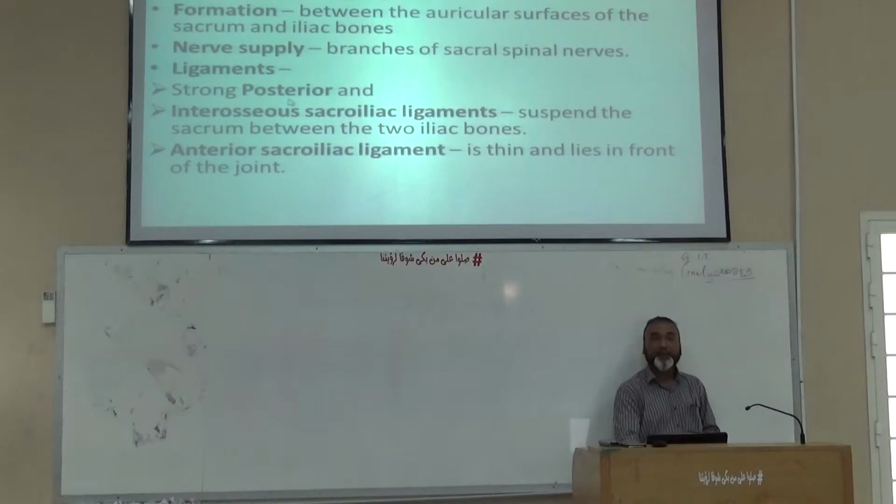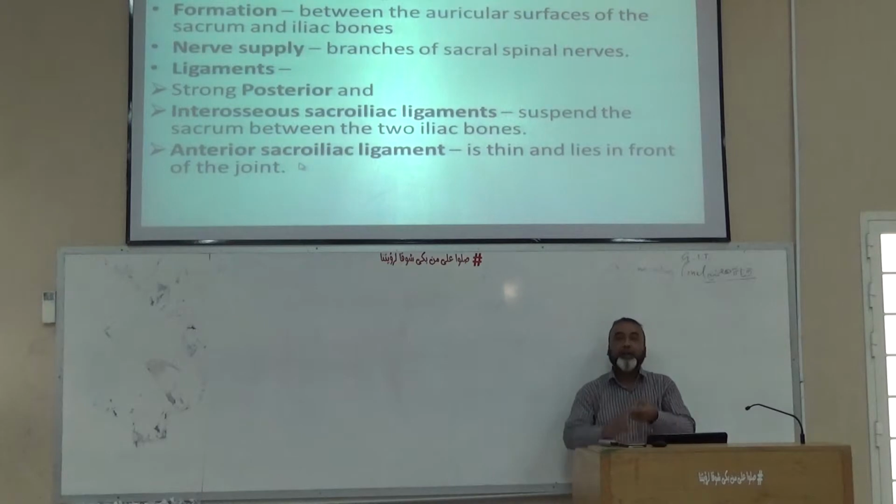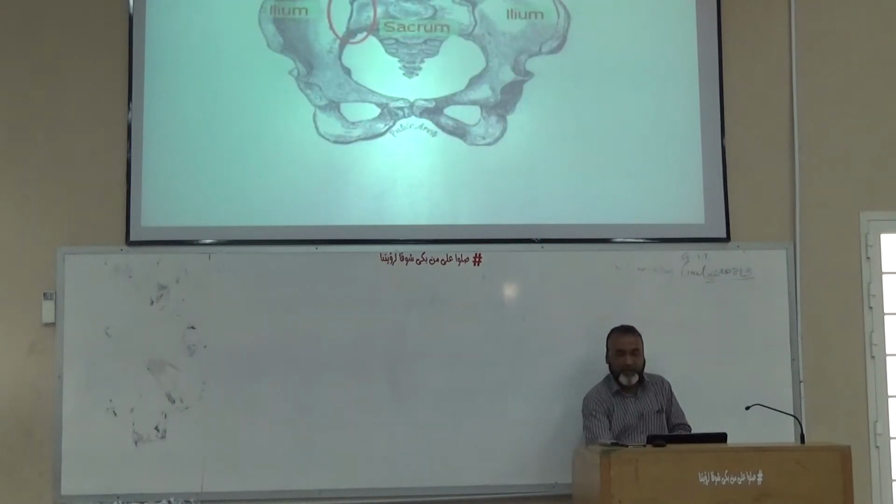Strong posterior ligament, then we have the interosseous sacroiliac ligaments between the sacrum and the iliac bone, and the anterior sacroiliac ligament. These are the three ligaments. Type of joint: it is a strong synovial joint. Nerve supply comes from the sacral spinal nerves. Function is to transmit the weight of the vertebral column over the pelvic girdle.